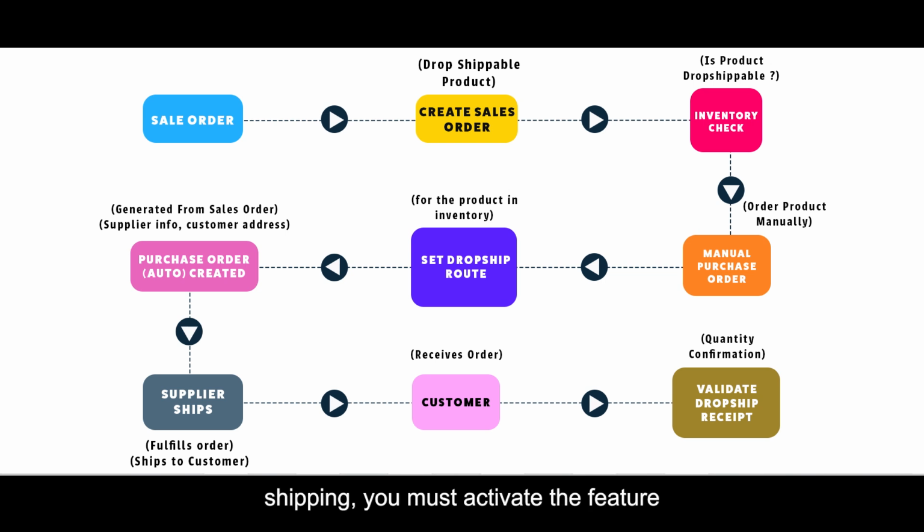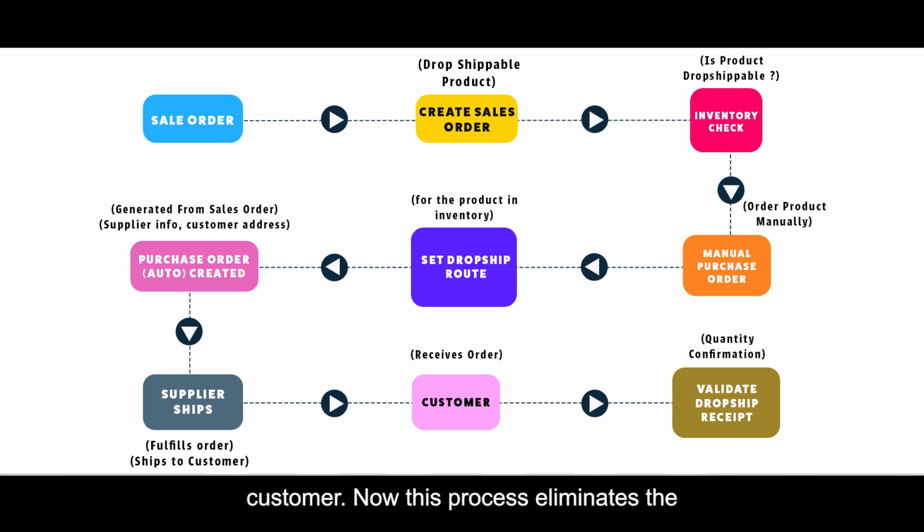To enable dropshipping, you must activate the feature in the inventory app settings and configure the products with the dropshipping routes while assigning a vendor. When a sales order is confirmed, Odoo automatically creates a purchase order for the supplier with the customer's address set as the delivery location. Once the supplier ships the product, Odoo registers the delivery without affecting the internal stock. The supplier then invoices your company for the purchase and you generate an invoice for the customer.